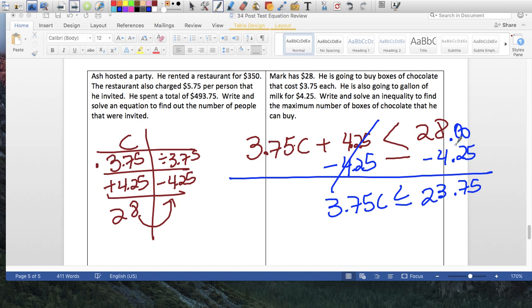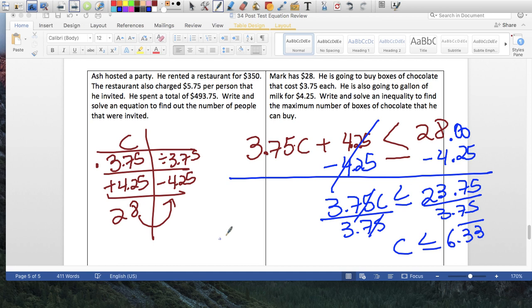So he had $28. If you take away the $4.25 he spent on the milk, he has $23.75 left to spend on chocolate. So if you divide this by 3.75, and you divide this by 3.75, how many boxes of chocolates could he have bought? So C, and if you put that in your calculator, you're going to get 6.3333, and put a bar like that. So how many boxes of chocolate did he buy? He bought 6, because he can't buy 6.33.